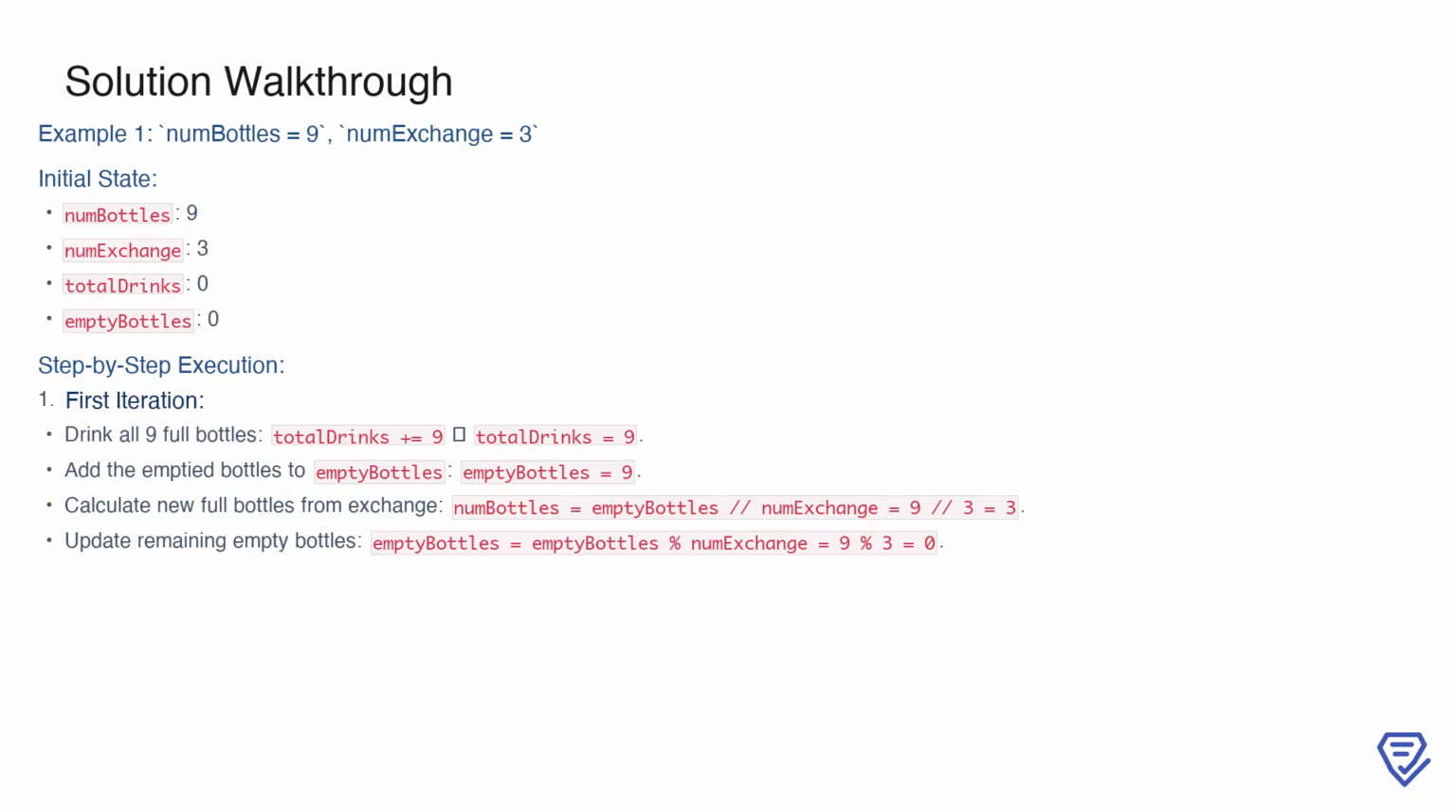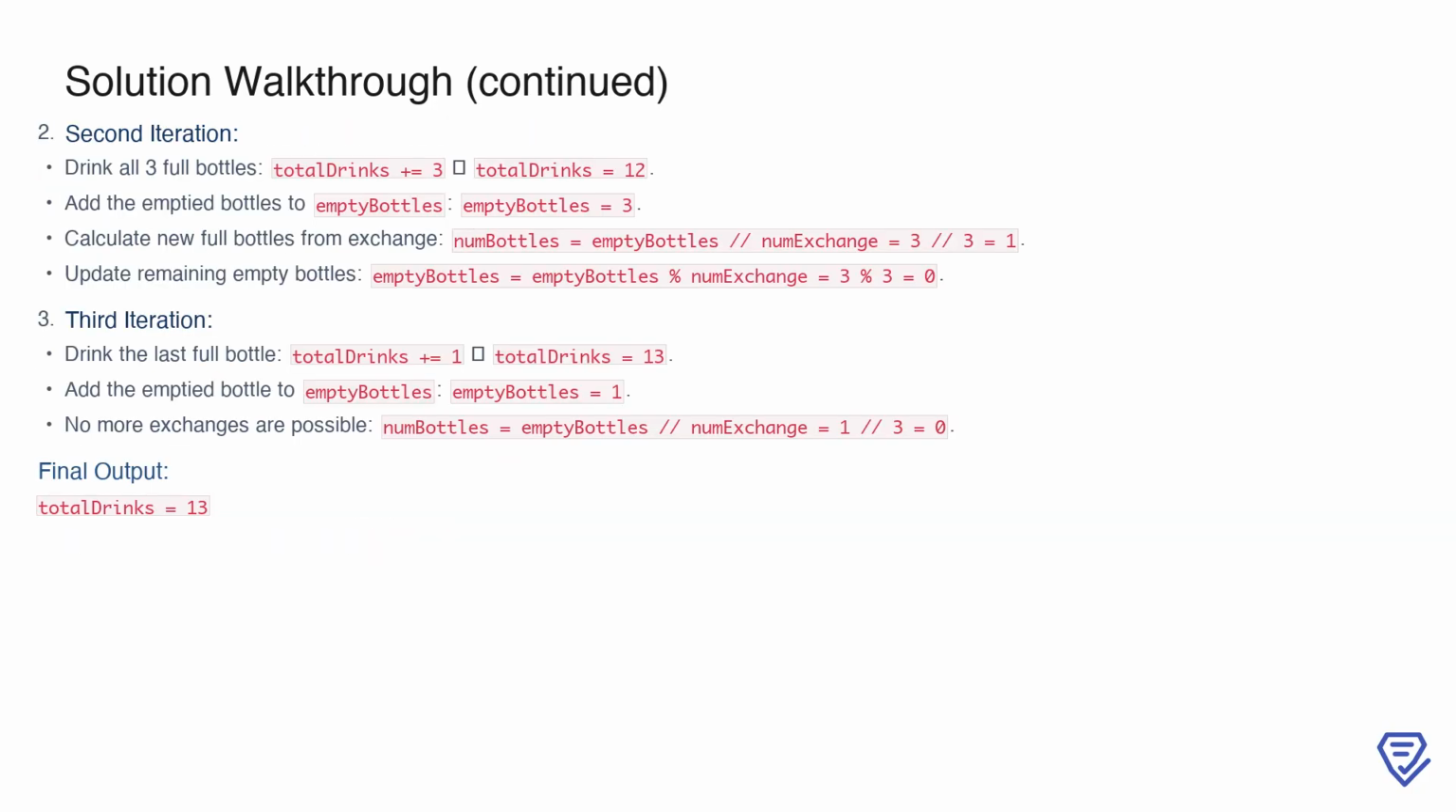Since the exchange rate is 3, we can trade them for 3 new full bottles. After the exchange, there are no remaining empty bottles left over. Now, in the second iteration, we drink all 3 of the full bottles we just obtained. This increases our total drinks to 12. The 3 empty bottles from this round are added to our count of empty bottles.